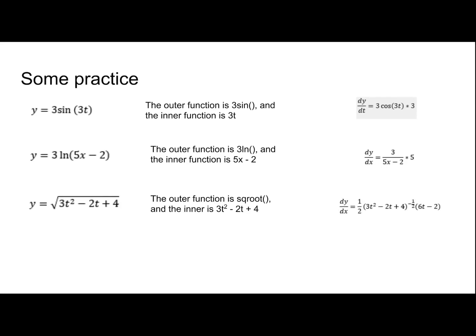So dy over dx: you take the 1/2 to the front, you keep the inner function the same, so (3t squared - 2t + 4) all to the power of negative 1/2, multiplied by the derivative of the inner function, which is 6t - 2.